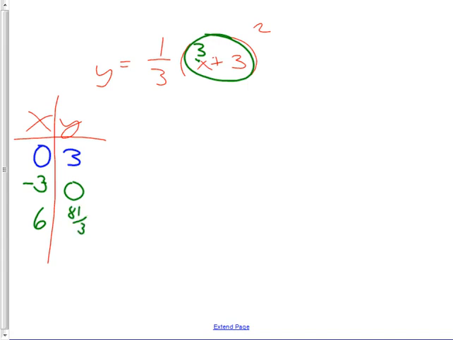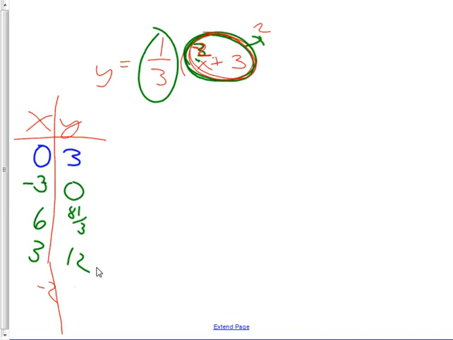Now, if I put in 3, 3 plus 3 is 6. 6 squared is 36. And then I take 1/3 of 36. So 3 would go with 1/3 of 36. So 36 over 3. Yeah, that is 12. Good. So 3, 12. All right. Some other options. Maybe I should put in -2. I like it because that makes it a nice small number. -2 plus 3 makes 1. 1 squared is 1. 1/3 times the 1 is 1/3. So when I put in a -2, I got out a 1/3.